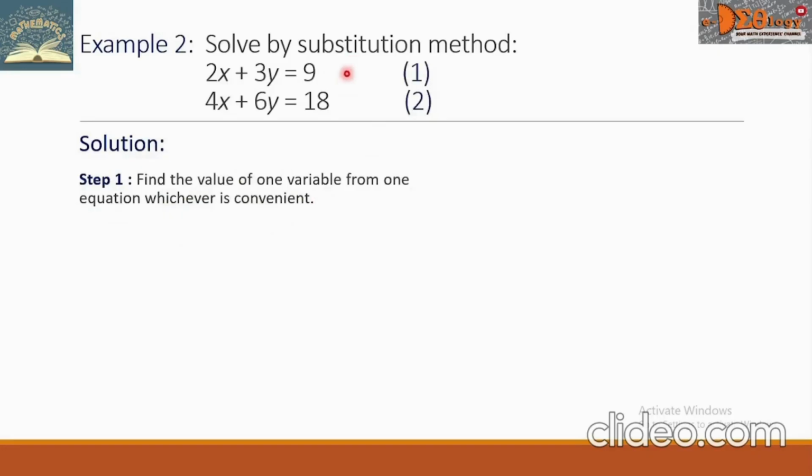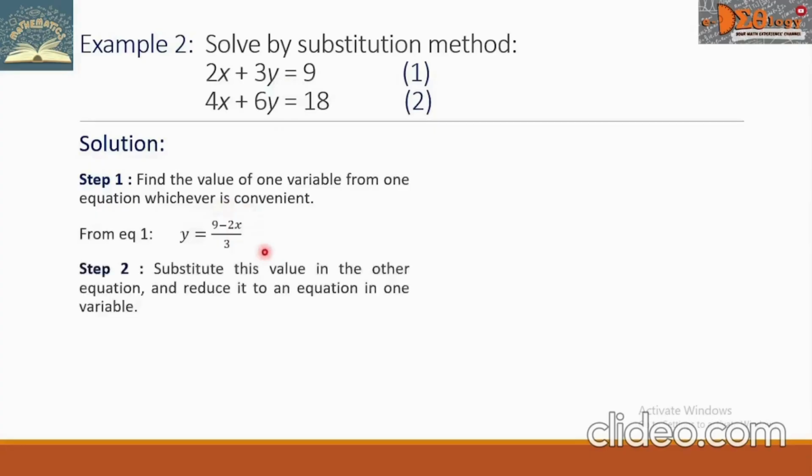Let us try to isolate y on one side, meaning this 2x we transpose to the right. It becomes negative. And then we divide the equation by 3, then y will be isolated. So equation 1 becomes y equals (9 minus 2x) all over 3. Then step 2. Substitute this value of y in terms of x in the other equation, which is equation 2, and reduce it to an equation in one variable.